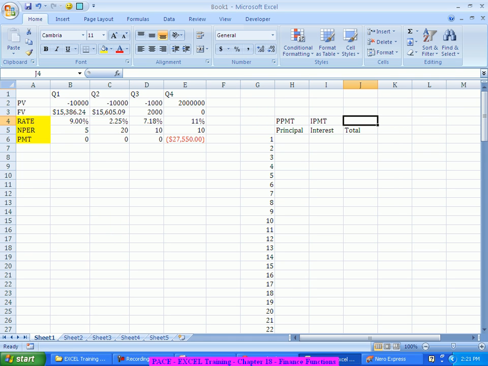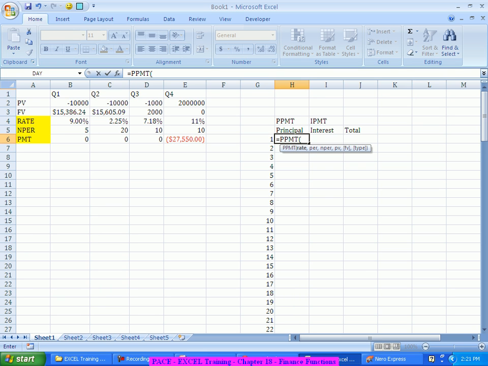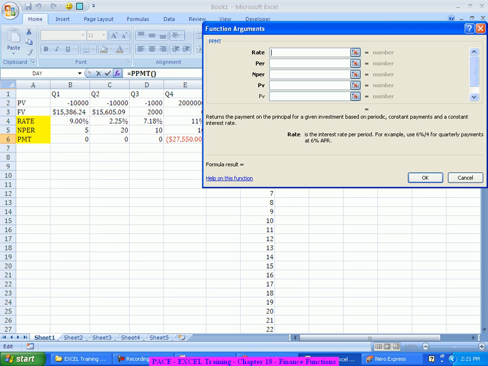Okay, the principal component as well as the interest component. I can use the formulas PPMT and IPMT. They are very similar to your PMT. The only difference is they bring in NPER as well as PER. There is only one extra field coming in, which is PER along with NPER.